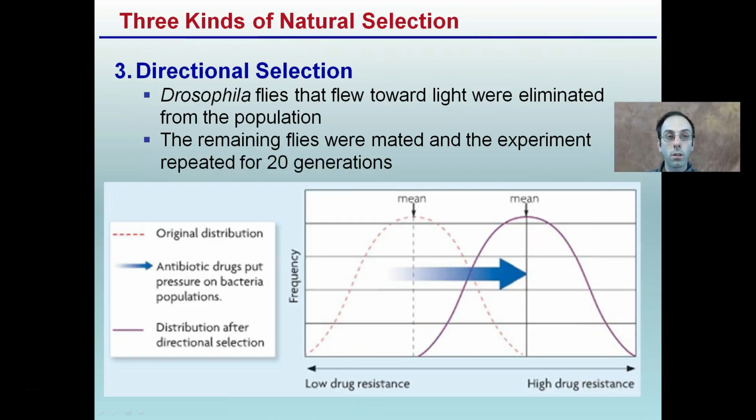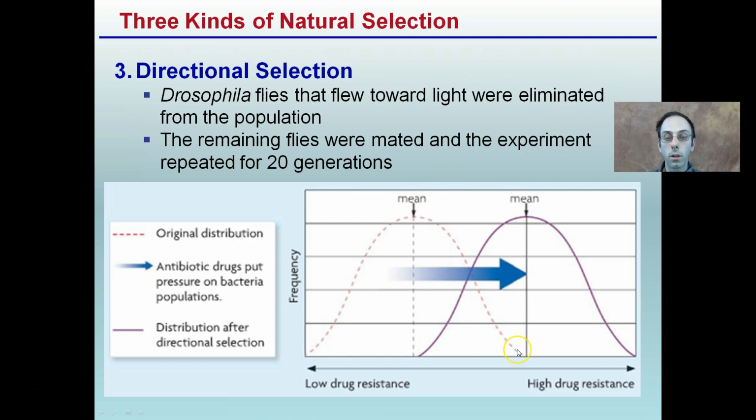Then there's directional selection. This is where we're taking our mean and we're shifting it towards, in this case, the right. Flies that flew towards the light were eliminated from the population. Therefore, the remaining flies mated and the experiment repeated for 20 generations. And we're selecting for, in this case, flies that were unattracted to light. This is shifting the mean entirely.